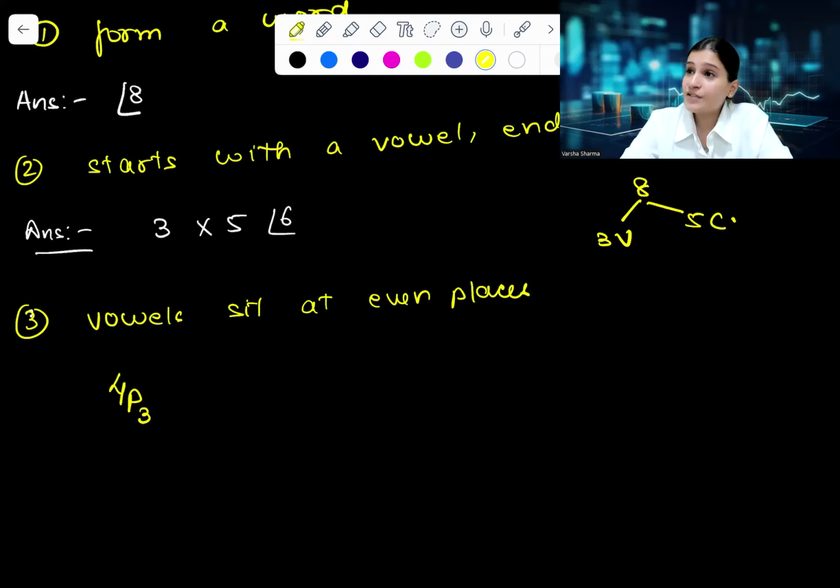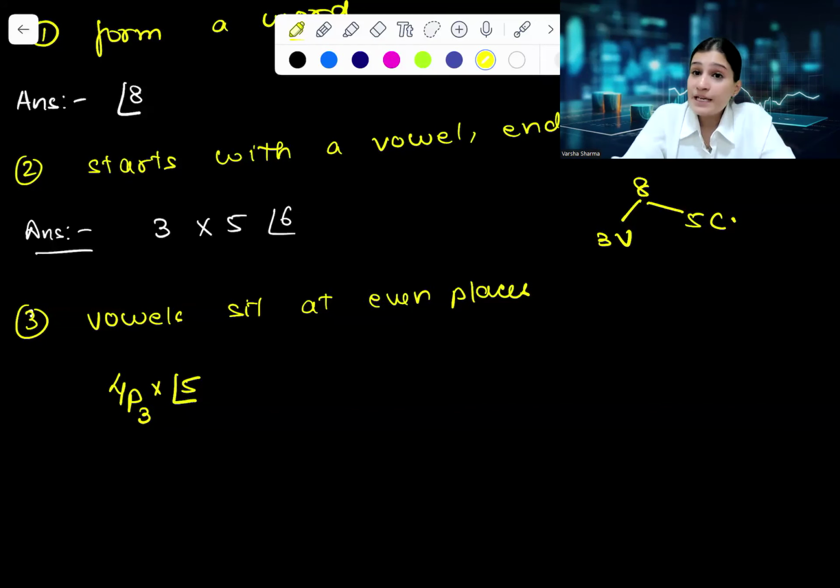Now the remaining are five consonants. So five consonants can now sit. Eight total positions, three have been used. Is there any restriction on consonants? No, they can sit as they like. So how many places are left? Three filled, five left. Five consonants left. Do I need to make a selection now? No, I only need to make an arrangement of five consonants. So five consonants can be arranged in 5 factorial ways. That's my total answer.